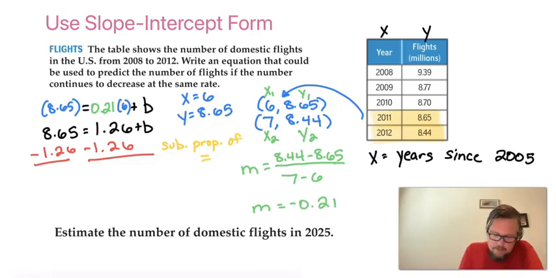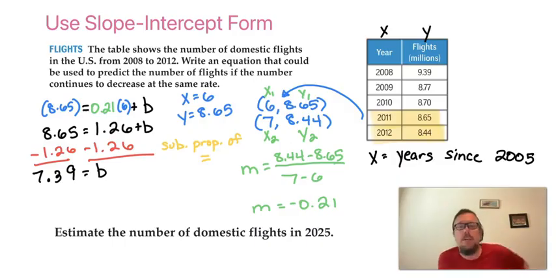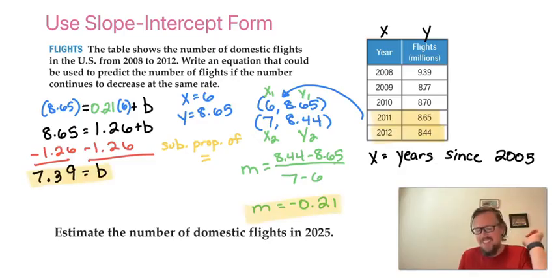Okay, let's see if I can do this without a calculator. Looks like 7.39. If you do it with a calculator and it's not 7.39, whatever you do, keep it to yourself. Do not tell me. Don't embarrass the math teacher. Okay, so there's our y-intercept. There's our slope.